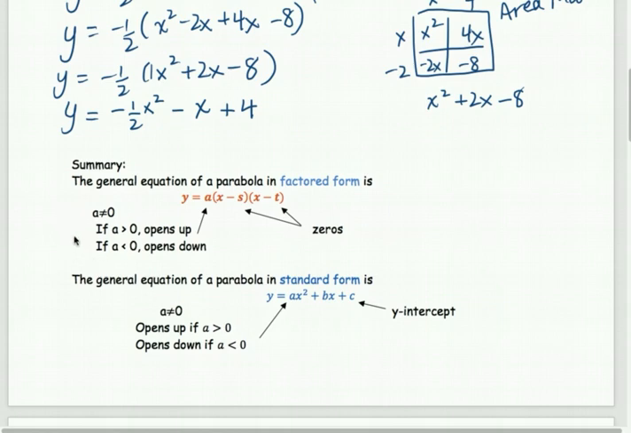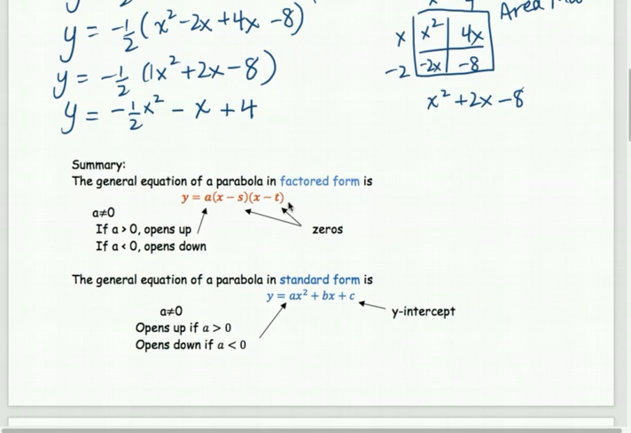Okay, so here's a summary of the two forms now. So you did this the other day with the factored form. So here's the general form. So A, again, determines if it opens up or down. Okay, it'll also tell you the stretch and so forth.